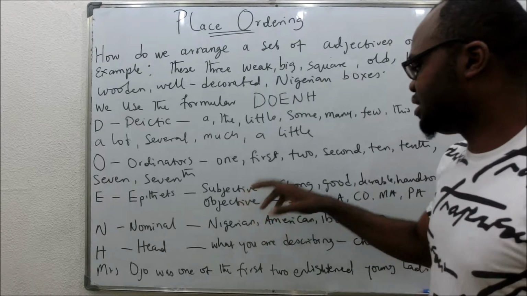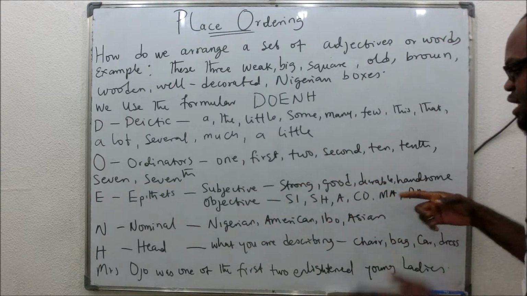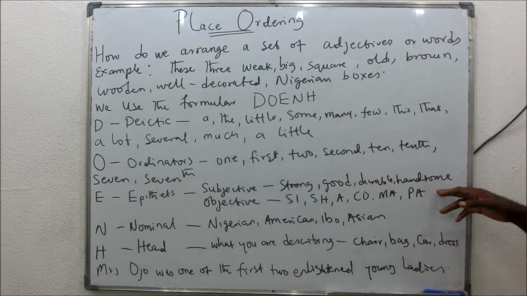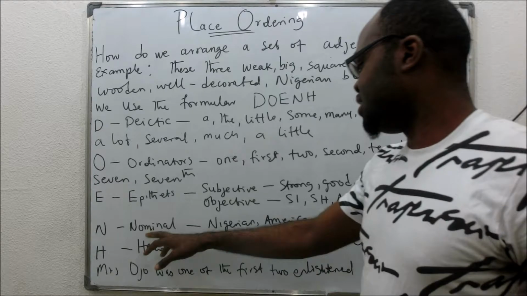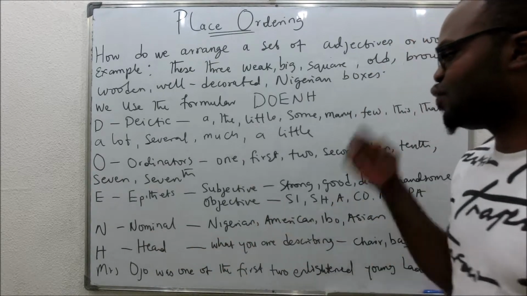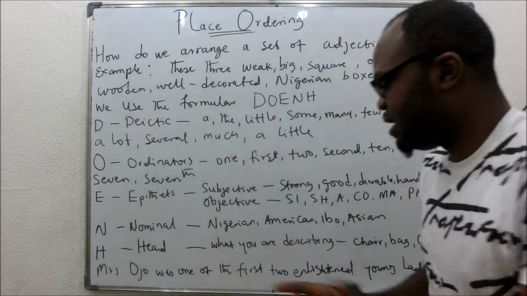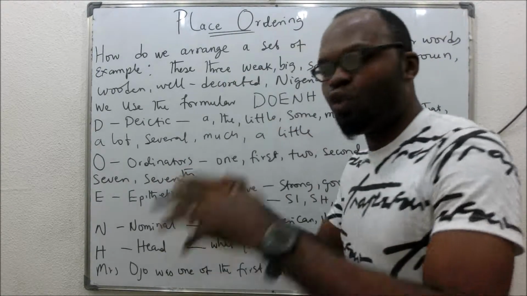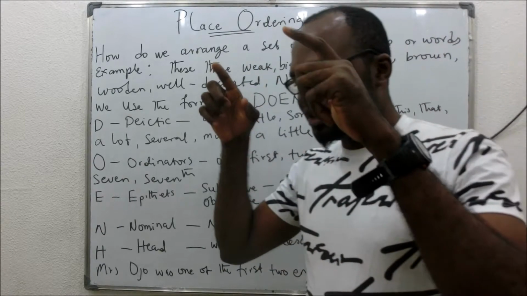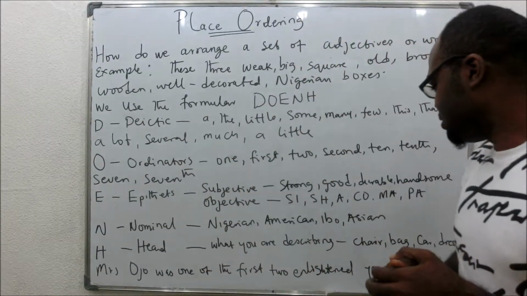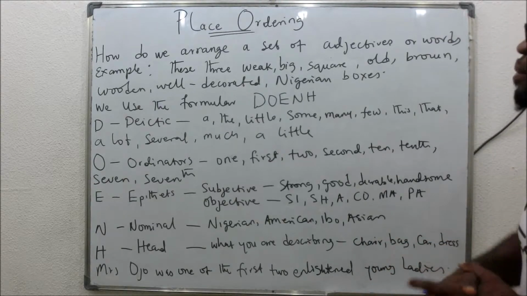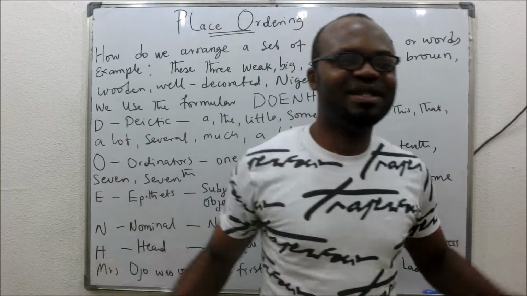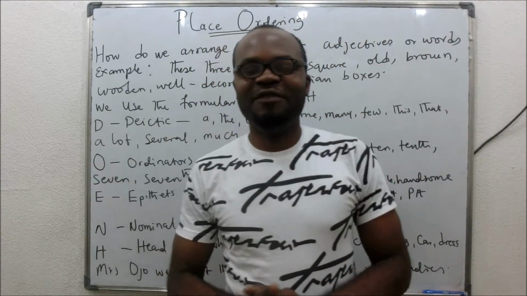Epithets, the subjective ones first, the ones that you're not sure about. Then the objective, the ones that are very straightforward. Then you pick out the nominal, the makers of what you're describing. Where is it coming from? Nigerian, American, Igbo, Asian. Then you pick out the word itself, the article you're describing. So that is how you go about place ordering. Place ordering is very, very important. It comes out in JAM, it comes out in WAEC almost every year.